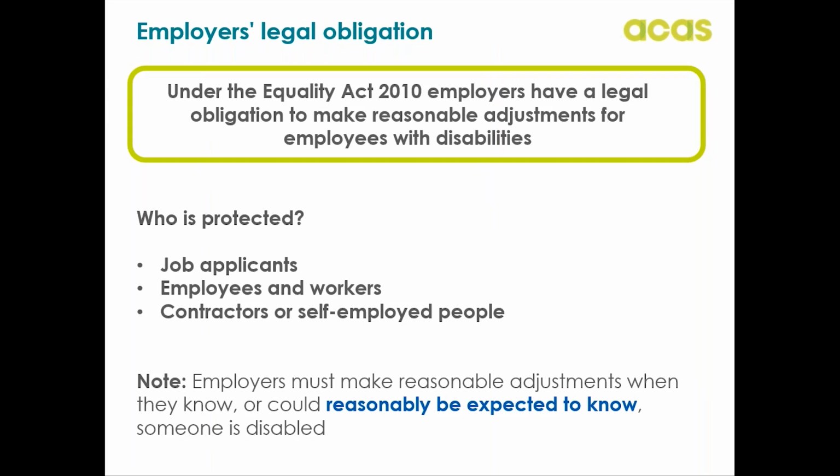Employers must make reasonable adjustments when they know or could reasonably be expected to know someone is disabled. This is also the case if the individual hasn't disclosed that they are disabled. If the employer could reasonably be expected to know about the disability and about the substantial disadvantage the employee is placed under, then the duty to make reasonable adjustments will still arise.